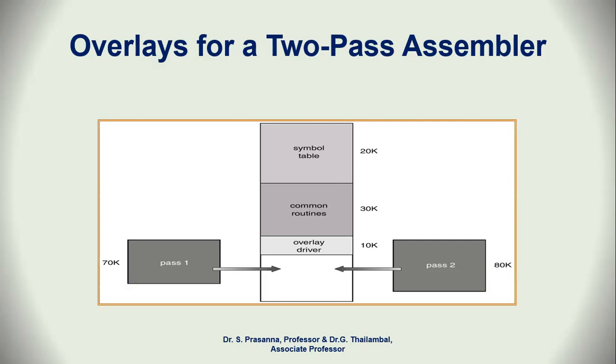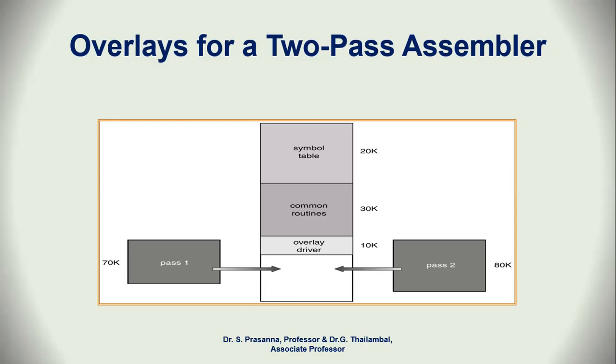This overlay driver is a program which will make that particular code to store in the memory whenever it is needed. So here, suppose you want the pass 1. So at that time, the space after the overlay driver will be used for loading the pass 1. Suppose the user wants pass 2, pass 1 will be taken out from the memory, and that space will be allocated for pass 2. So this pass 1 and pass 2 can be repeatedly called by the user, and only one of that pass 1 or pass 2 will be in the space where your memory is allocated. So this is called overlays.